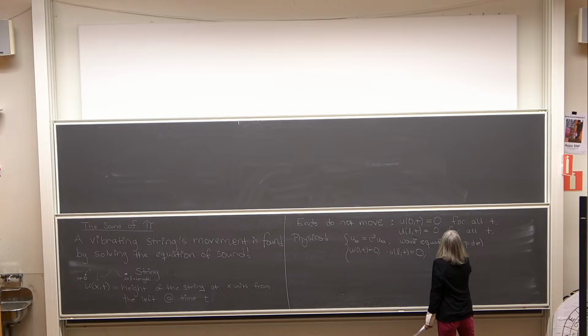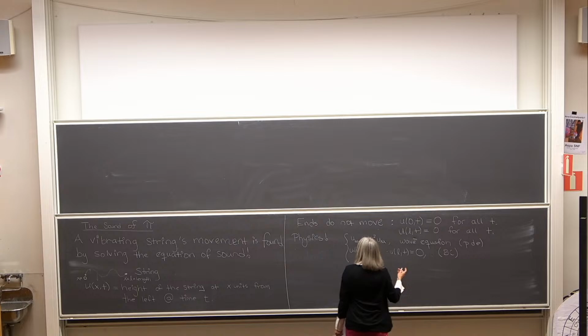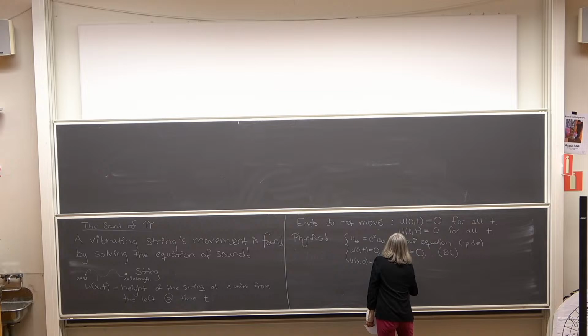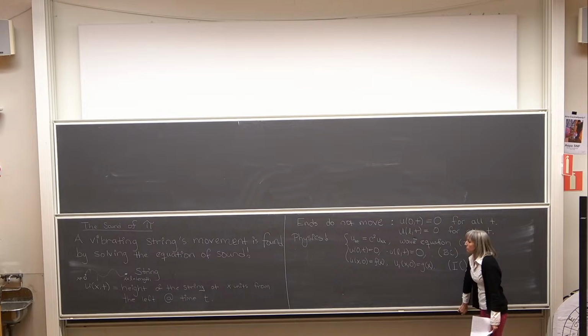Because if we think about it, this is what's happening at the two ends of the string, which are like the boundary of the string. And then there is some initial condition, which is what is the position and the velocity along the string at time 0. So that is called an initial condition. So I can give you an example.